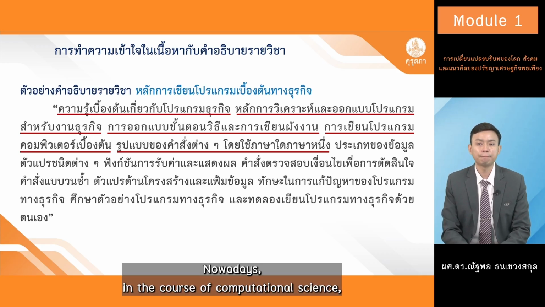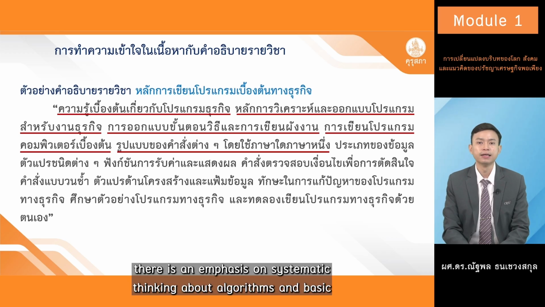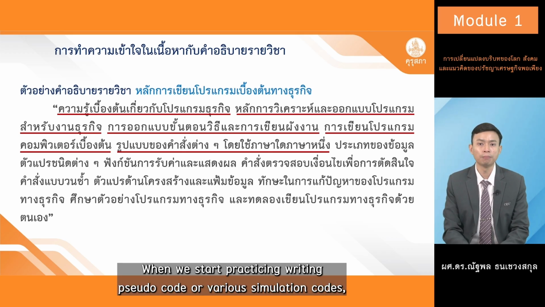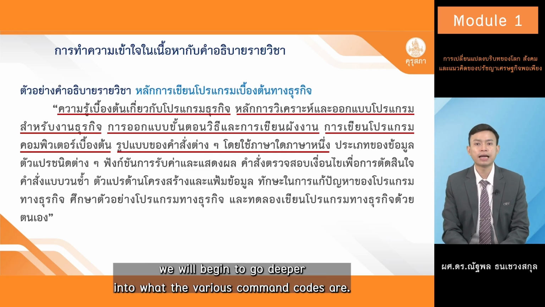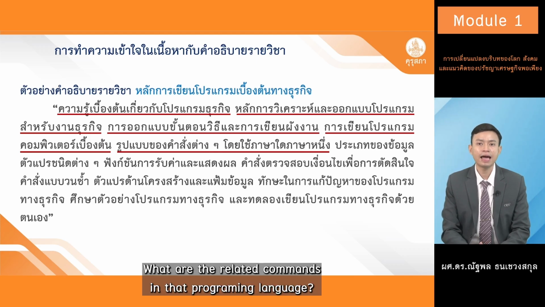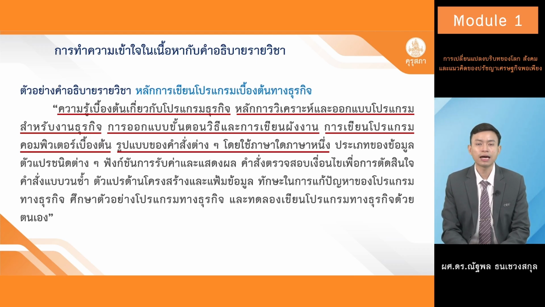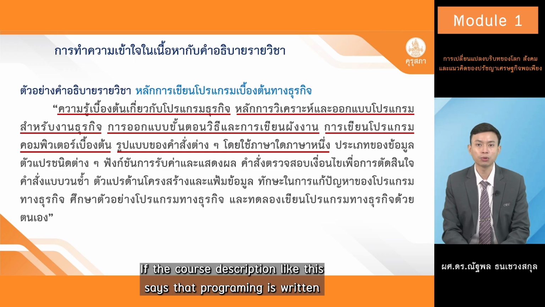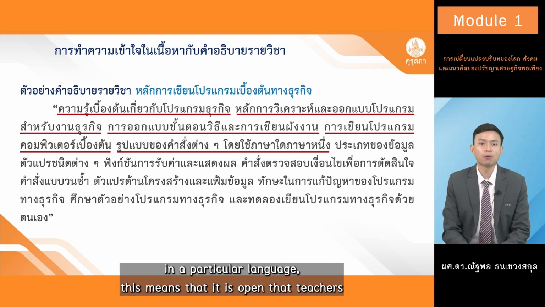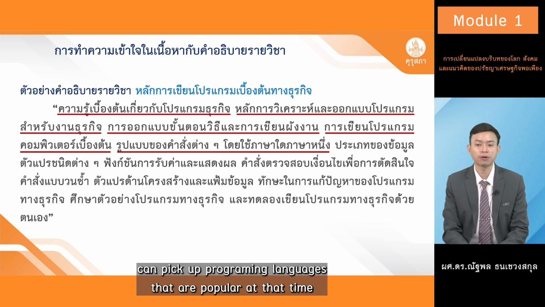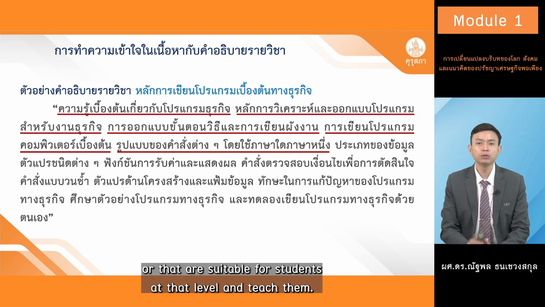Nowadays, in the course of computational science, there is an emphasis on systematic thinking about algorithms and basic programming as well. When we start practicing writing pseudocode or various simulation codes, we will begin to go deeper into what the various command codes are. What are the related commands in that programming language? If the course description says that programming is written in a particular language, this means that it is open: teachers can pick up programming languages that are popular at that time or that are suitable for students at that level and teach them.